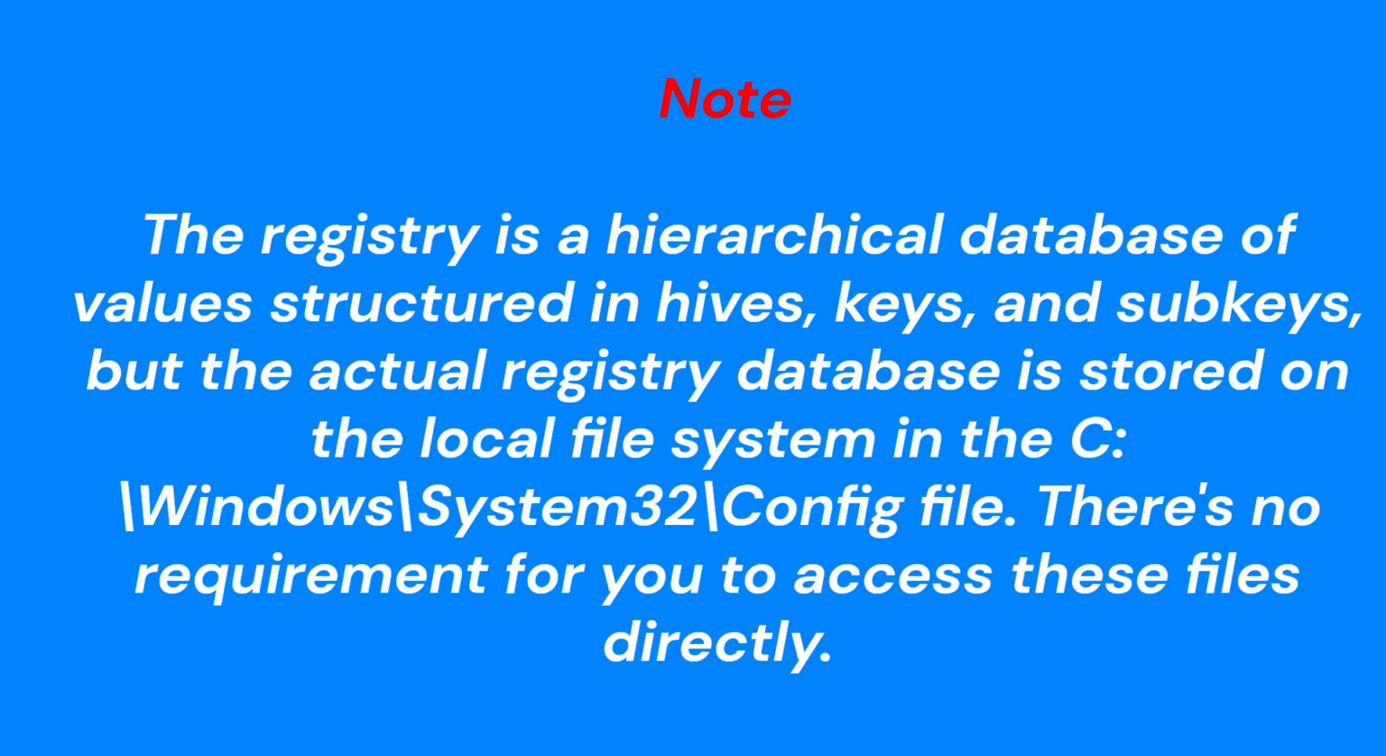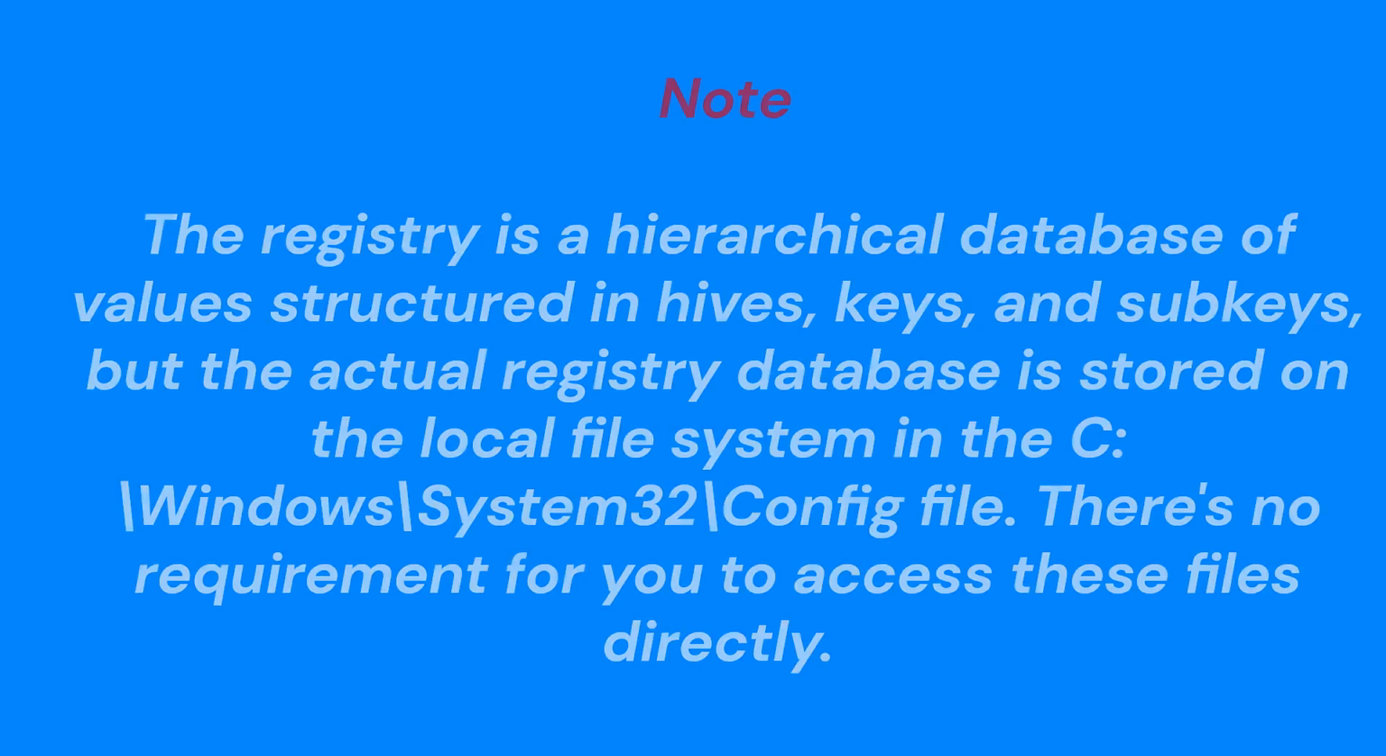Note, the registry is a hierarchical database of values structured in hives, keys, and subkeys, but the actual registry database is stored on the local file system in the C:\Windows\System32\config folder. There's no requirement for you to access these files directly. Keys and subkeys. To maintain structure within the database, similar settings are stored in folders and subfolders known as keys and subkeys. This makes it easier to reference a particular registry value.